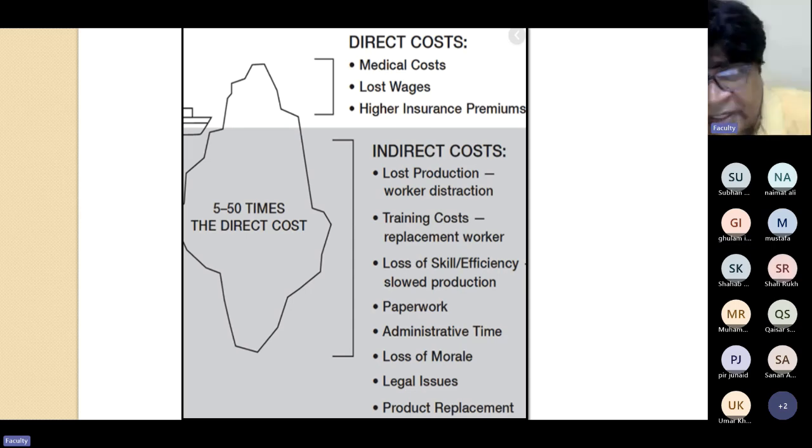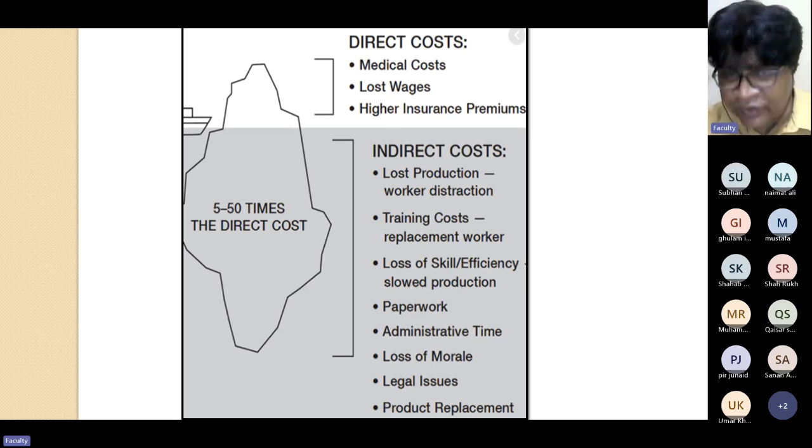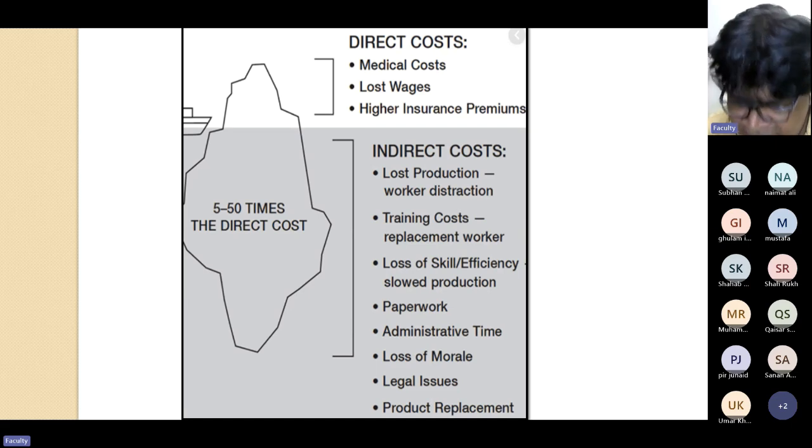That is called direct cost, for which you have got clear-cut information. Lost wages. For example, the worker is not coming for 20 days. So every day is 1,000 rupees, so 20 into 1,000, 20,000. That's a straight figure.